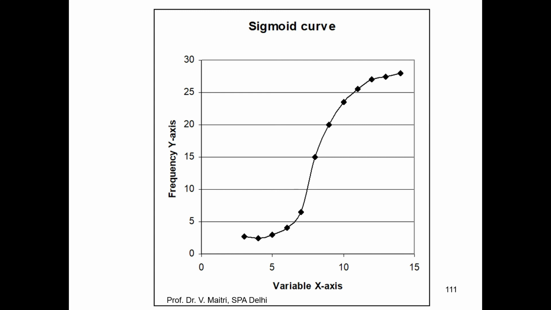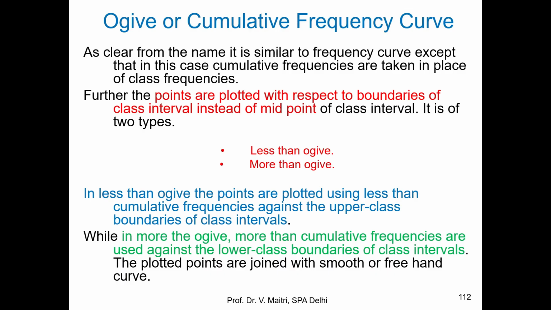Sigmoid curve, like this. Each curve has a different significance. Each curve has different values, which we'll see when we draw real-life data. Then you will come to know what type of data it is.